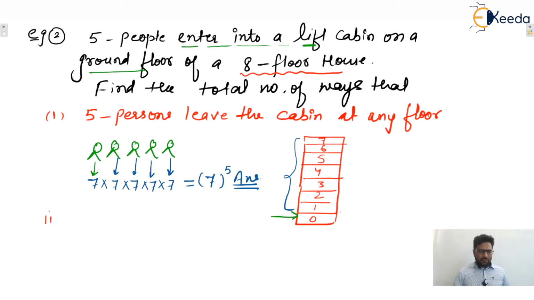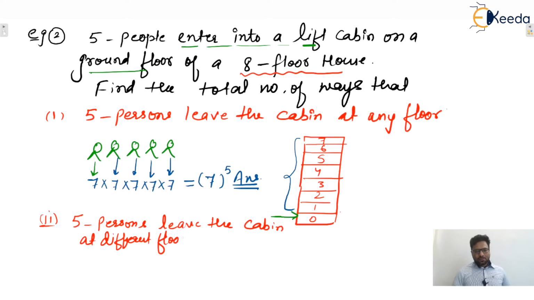Next one is the second part of this question. That is, these 5 persons, this is given to you. These 5 persons leave the cabin at different floors. So now the question becomes: once any person, let's say the first person, exits at the second floor, then no other person must exit at the same floor. That is the question, isn't it?